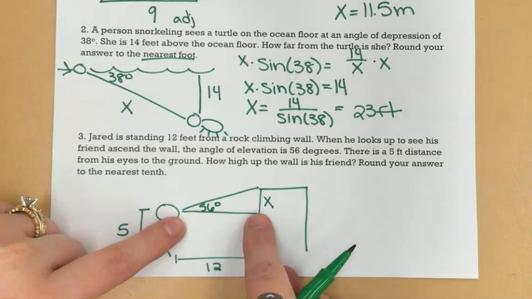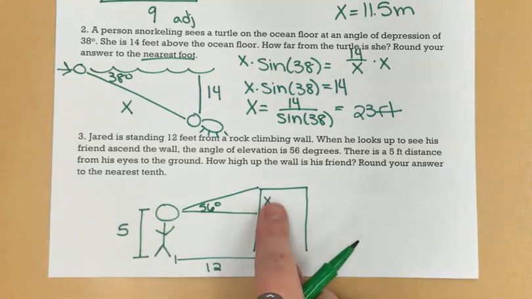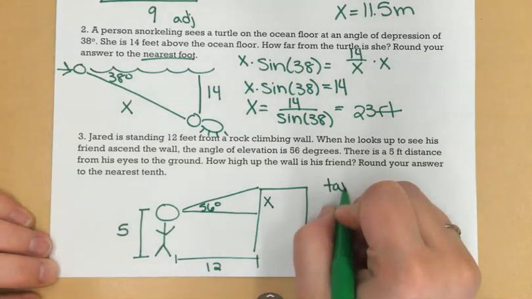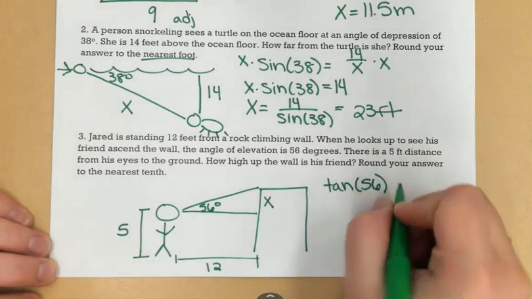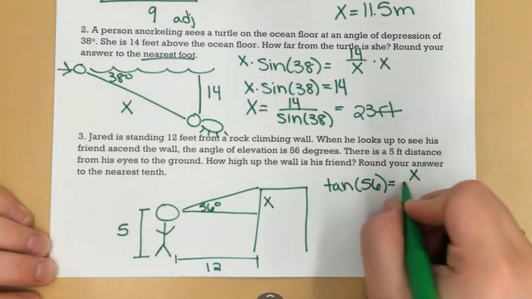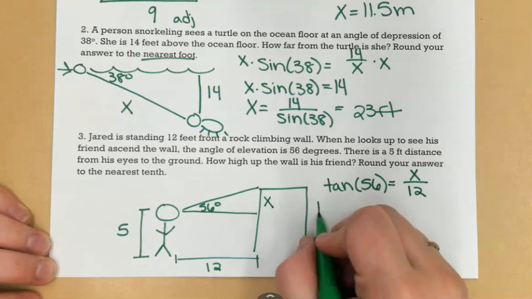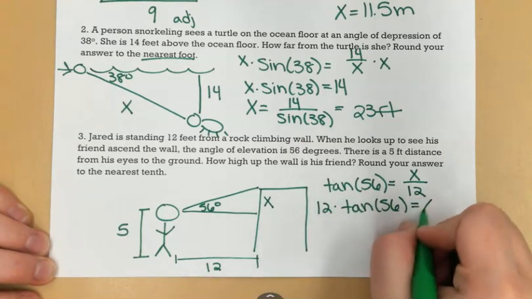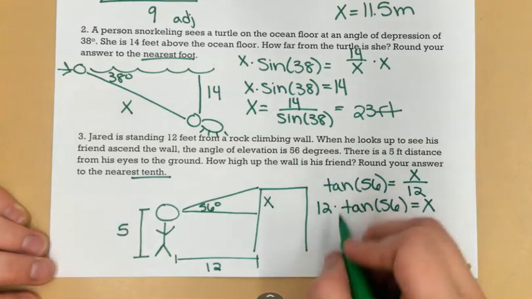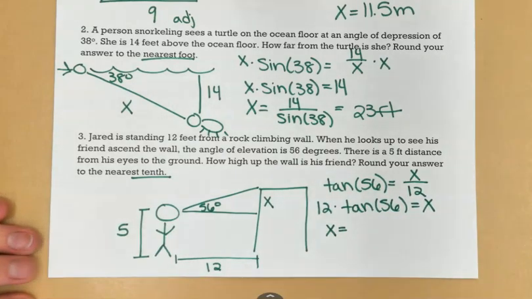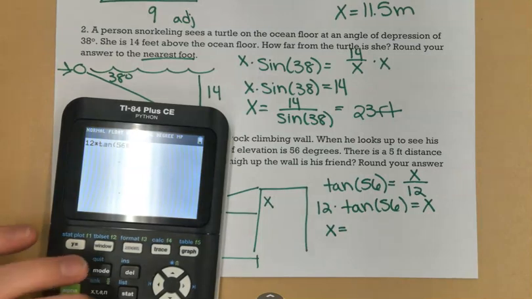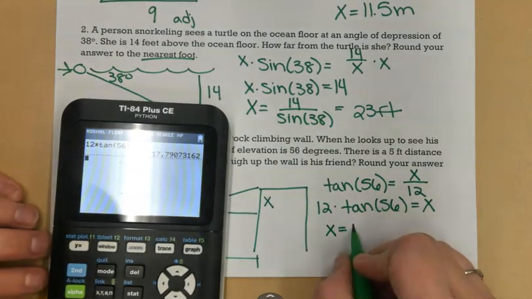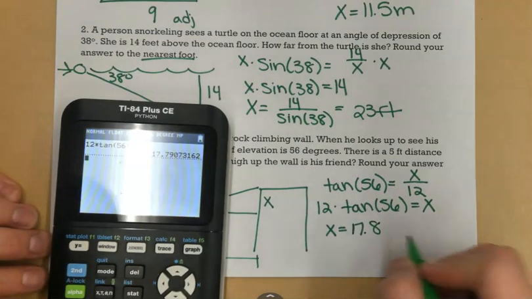This horizontal here is the adjacent side, the vertical is my opposite, so that tells me I want the tangent of 56, which will be equal to x over 12. So I'm going to multiply both sides by 12 in order to solve for x. And we're rounding to the nearest tenth, which means 1 decimal place. And 12 times the tangent of 56 gives me about 17.8 feet.